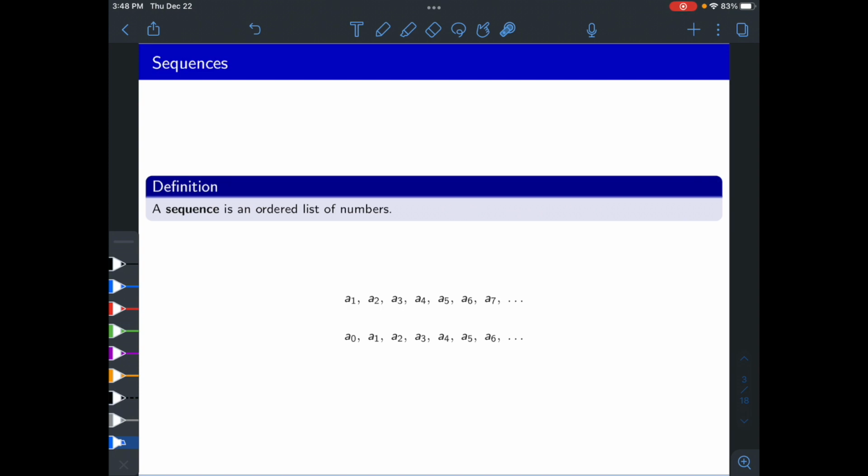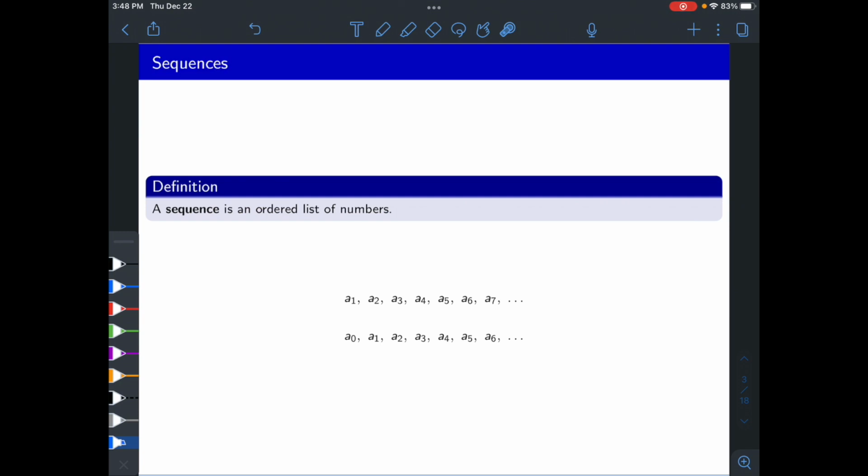Sometimes we will start our sequence at a sub zero. We sometimes call this the indexing of the sequence. So zero is the index of this term, 1 is the index of this term, 2 is the index of this term, and so on. We sometimes start our index at 0 as opposed to 1, because sometimes it makes more sense, especially in real world contexts.